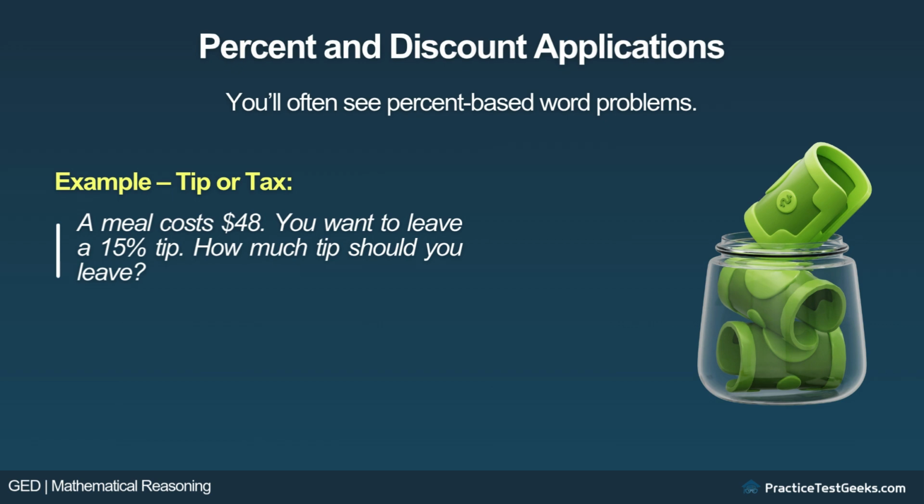How much tip should you leave? Tip equals 15% of $48, which is 0.15 times 48, and that equals $7.20.